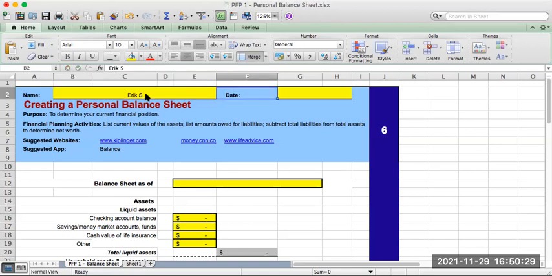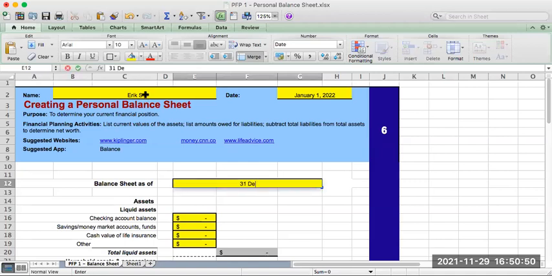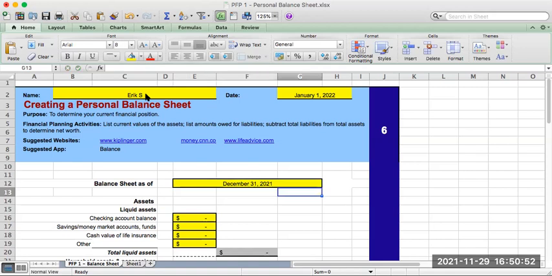So let's say, Eric S., when am I doing this? I'm doing it January 1st of 2022. Now, a balance sheet is a snapshot of your assets, your liabilities, that is your entire net worth, but it's just a snapshot at a specific period in time. So let's say we're going to do it 31 of December 2021. We're taking the snapshot then. Let's say we get our year-end statements then at the end of December, and then we go, okay, this is how much we are worth as of this date, December 31st, 2021.